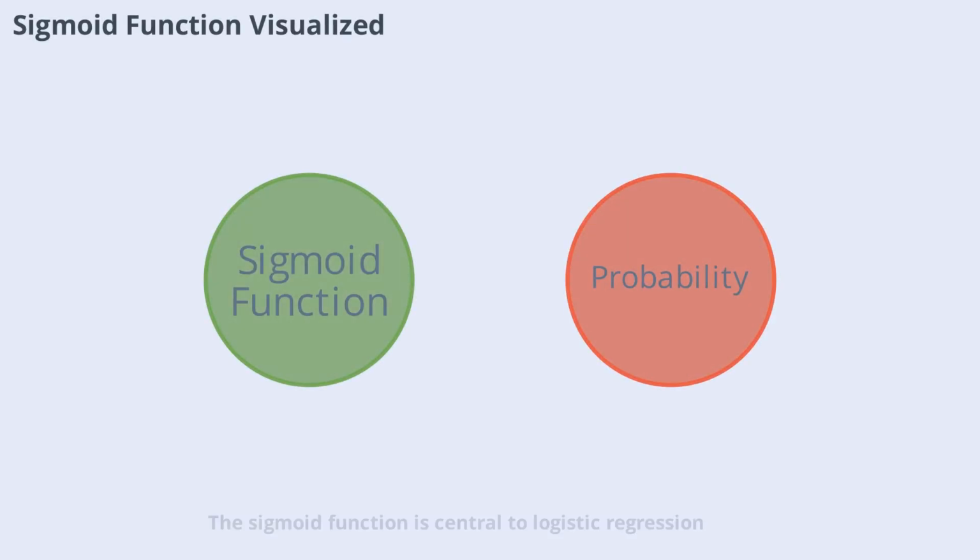Sigmoid function is central to logistic regression. It takes any real-valued input and outputs a value between 0 and 1, which can be interpreted as a probability. This smooth, S-shaped curve makes it ideal for binary classification tasks, allowing the model to output probabilities for each class rather than just hard labels.